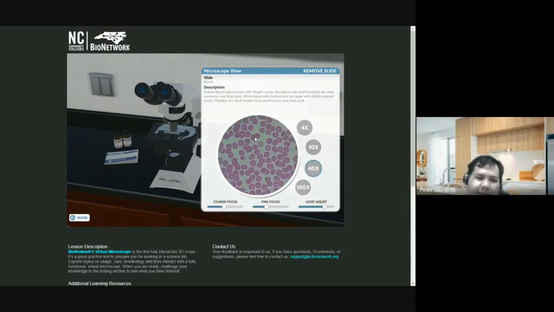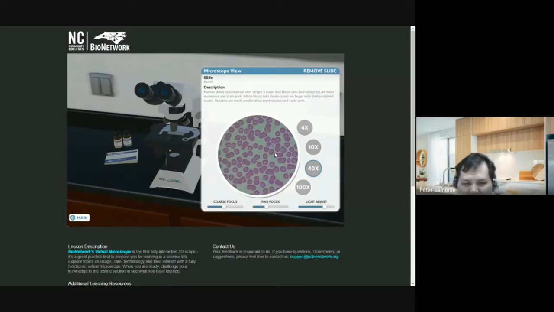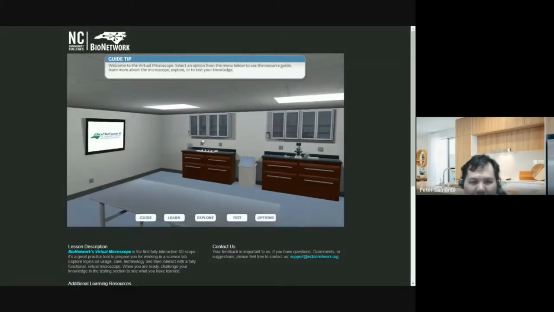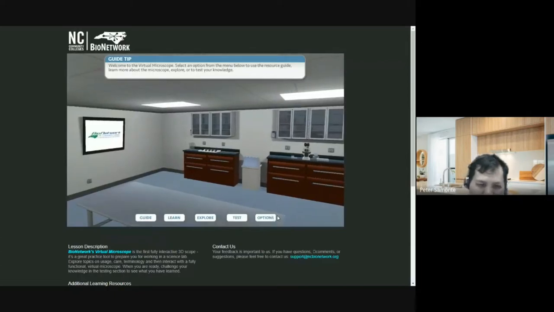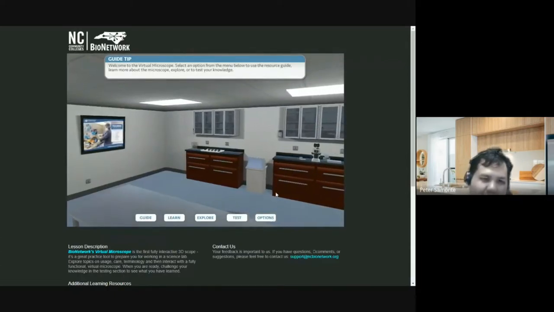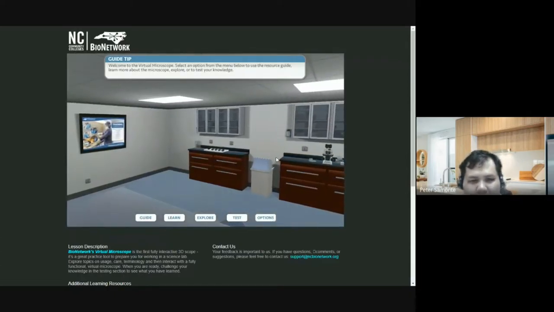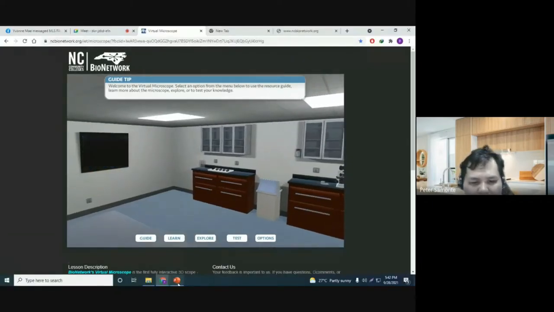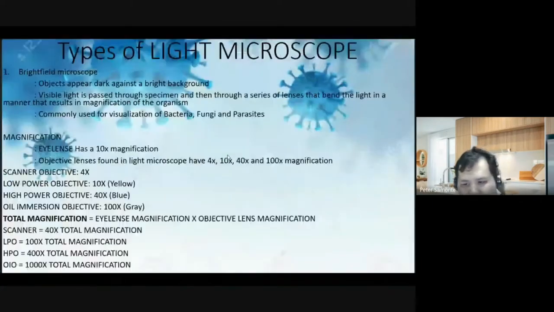So any questions, class, regarding sa pagkalikot ng microscope? So I'll share to you the link later. You may feel free, in your spare time, to practice this. It's actually a good virtual program. Kahit ako natuwa ako when Ms. Baredo, your other microbiology teacher, shared this. So let's go back to the topic.